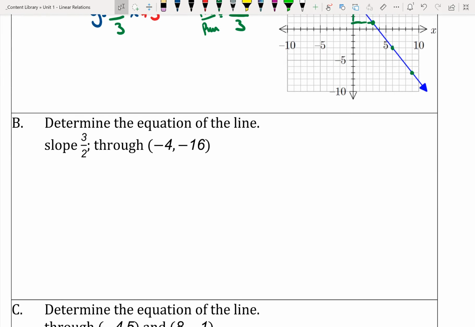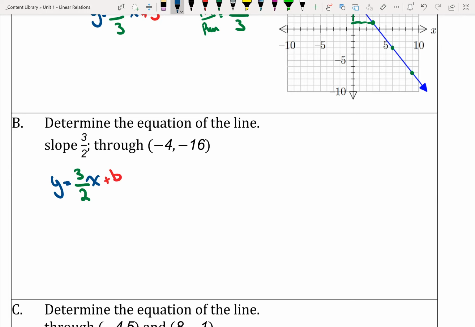For b, b is a little different. Again, we're still dealing with the equation of a line, so y equals something x plus or minus something else, or the b value. Except here, I'm given just the slope and a point. So we have looked at examples like this in the past. The slope I can plug in right away because I know what that value is, but I don't know what that b value is yet.